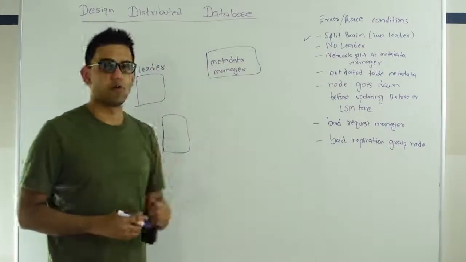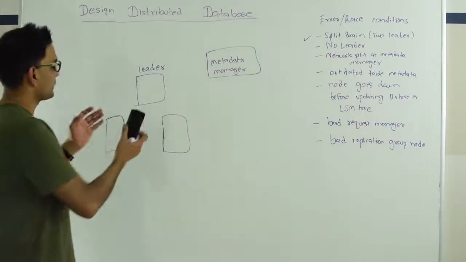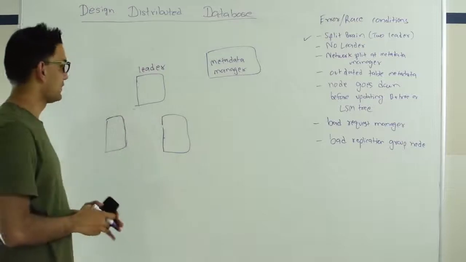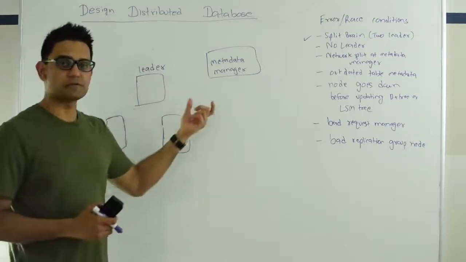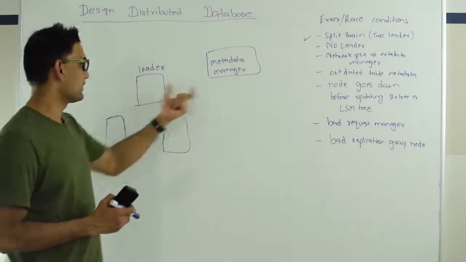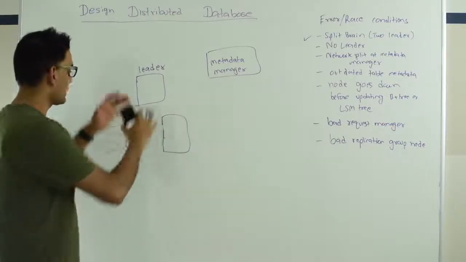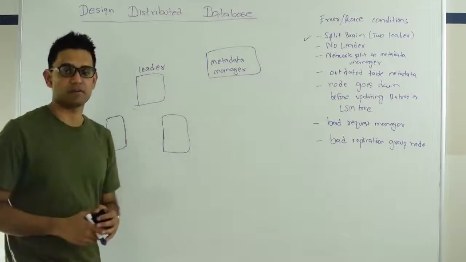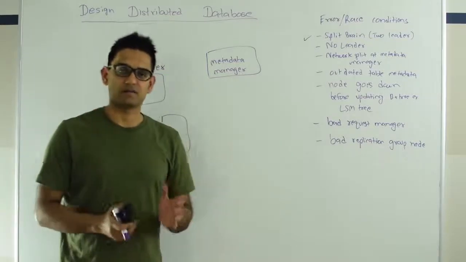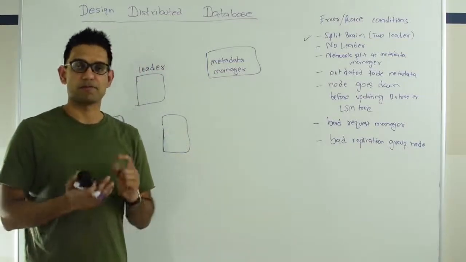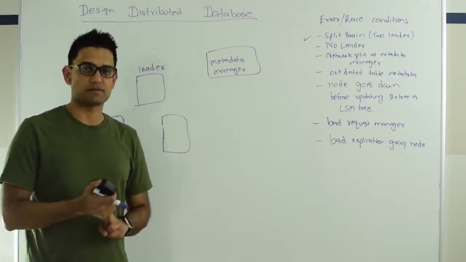Next is the no leader situation. Let's suppose the leader fails for some reason. Then for 1 full second, or whatever time is configured, the metadata manager will not elect a new leader, and for that duration of time the entire replication group is unavailable. So again, this is an availability problem, not a durability problem, not a consistency problem.